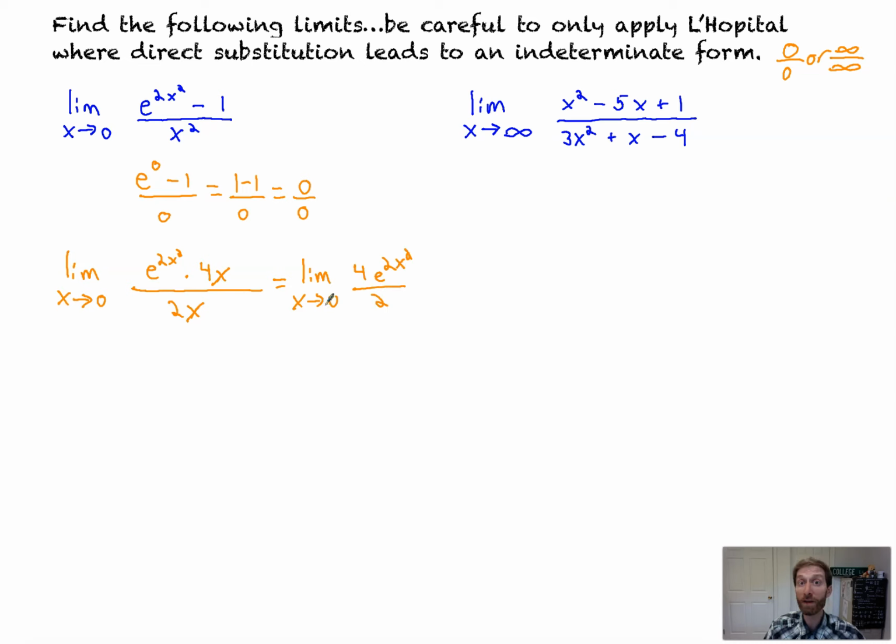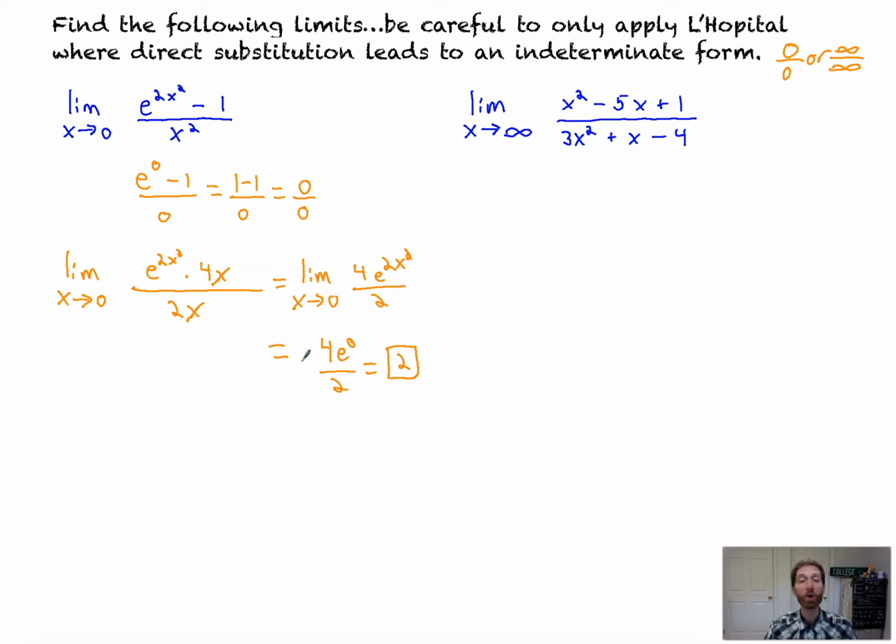Now, we reevaluate once we've done the L'Hopital step. So we plug in 0, you get e to the 0 squared, which is 0, times 2 is 0. So we get 4e to the 0 all over 2. That's equal to, well, e to the 0 is 1, times 4 is 4, divided by 2 is 2.